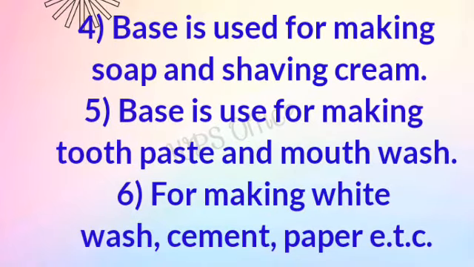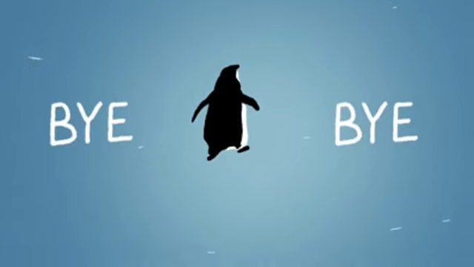4. Base is used for making soap and shaving cream. It is used for making soap, for bathing, or for washing clothes, and shaving cream. 5. Base is used for making toothpaste and mouthwash for the mouth to smell and look nice. 6. Base is also used for making whitewash, smears and paper, and so on. So those are the various uses of acid and base.